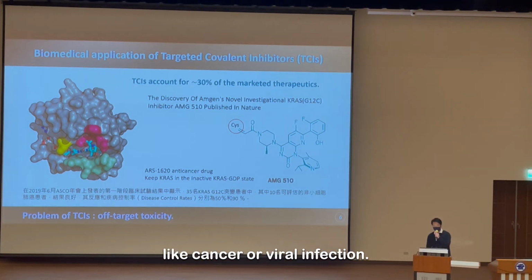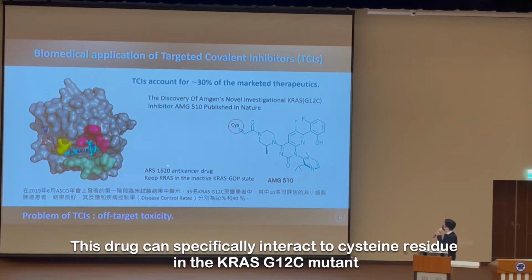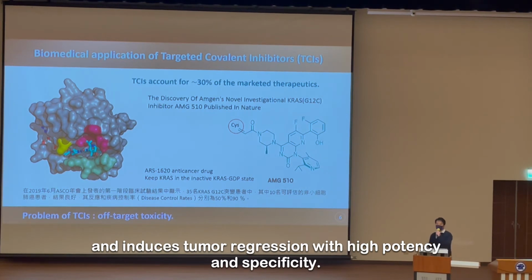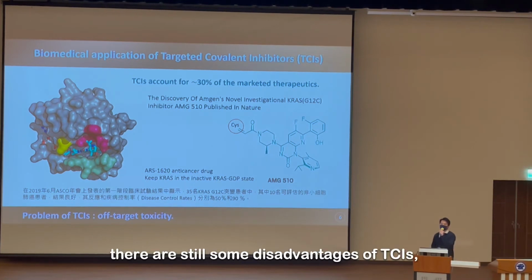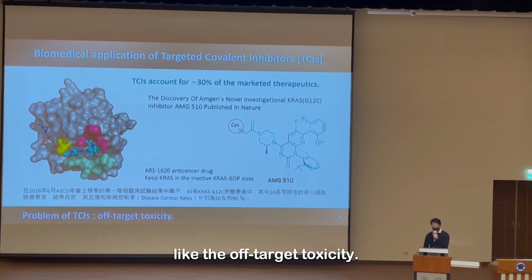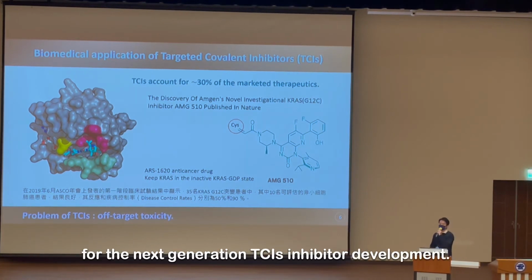The most famous example is ARS1620. This drug can specifically interact with the cysteine residue in the KRAS mutant and induce cancer tumor regression with higher potency and specificity. So this is a very successful case. On the other hand, there are still some disadvantages of TCIs, like off-target toxicity. So understanding the inhibition mechanism of TCIs is very important and very useful for next generation TCI inhibitor development.